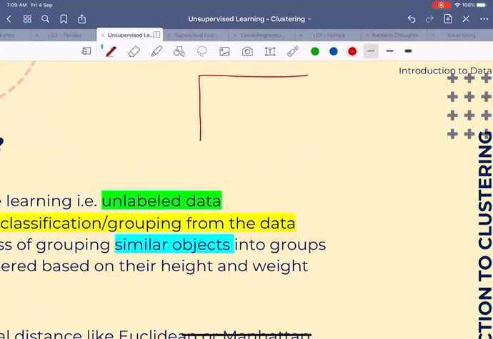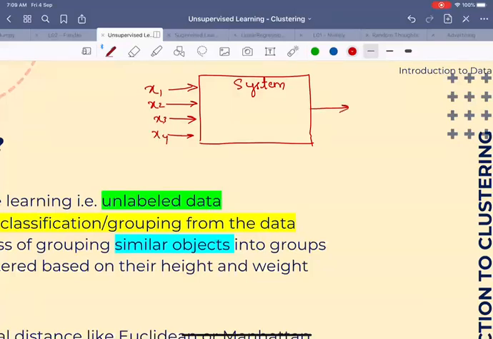So we have a system, and the system has a certain number of inputs. Let me call them x1, x2, x3, x4, and it gives a certain output. These inputs are basically the features of our data, and the output is our target. Whether it is a categorical target or a continuous target, independent of that, this is what we are trying to do.